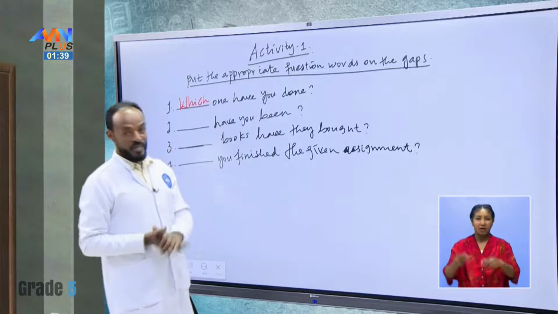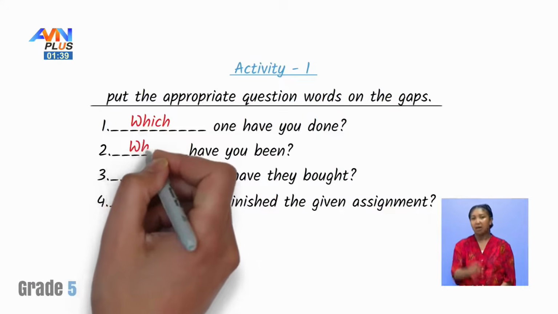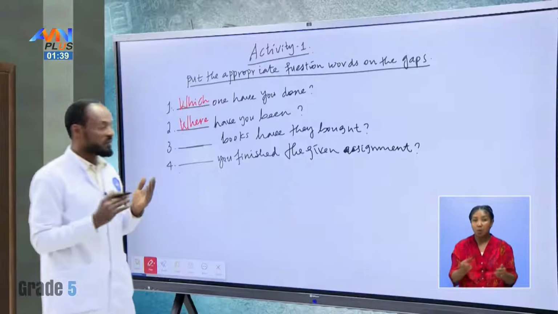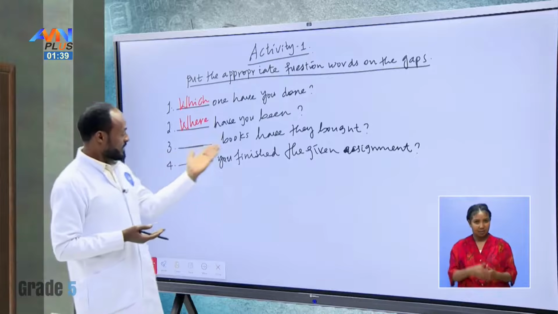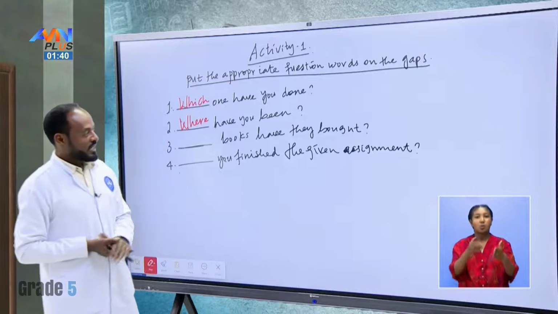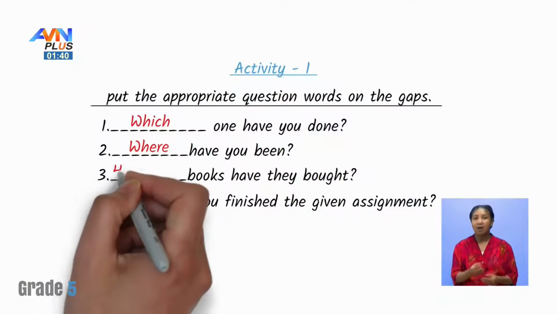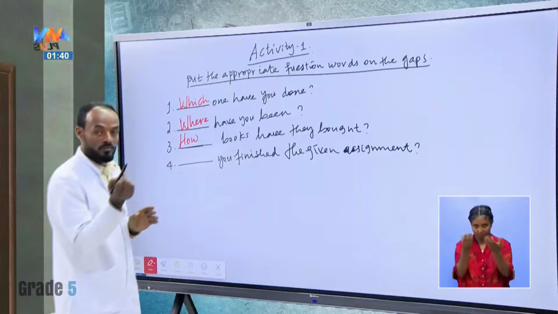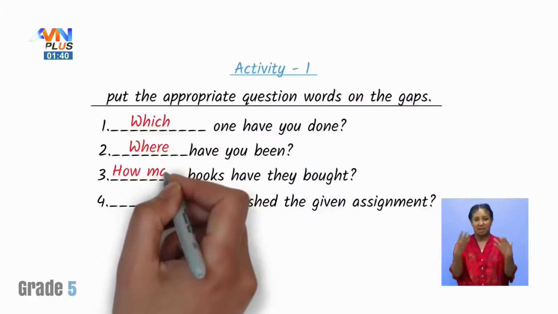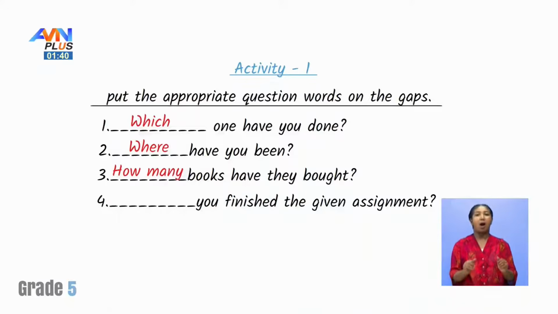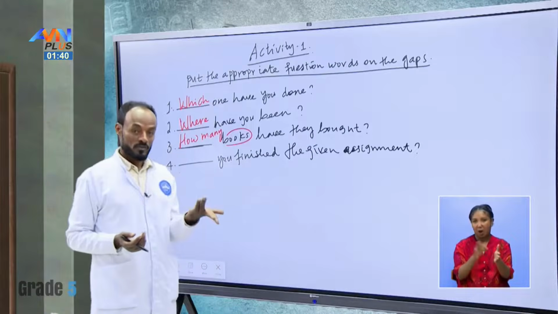Blank have you been? I'm asking about what? Place. So, where have you been? What about the third one? Blank books they bought. Many or much? How many? How many books? Because this one is a countable noun, something which can be counted.